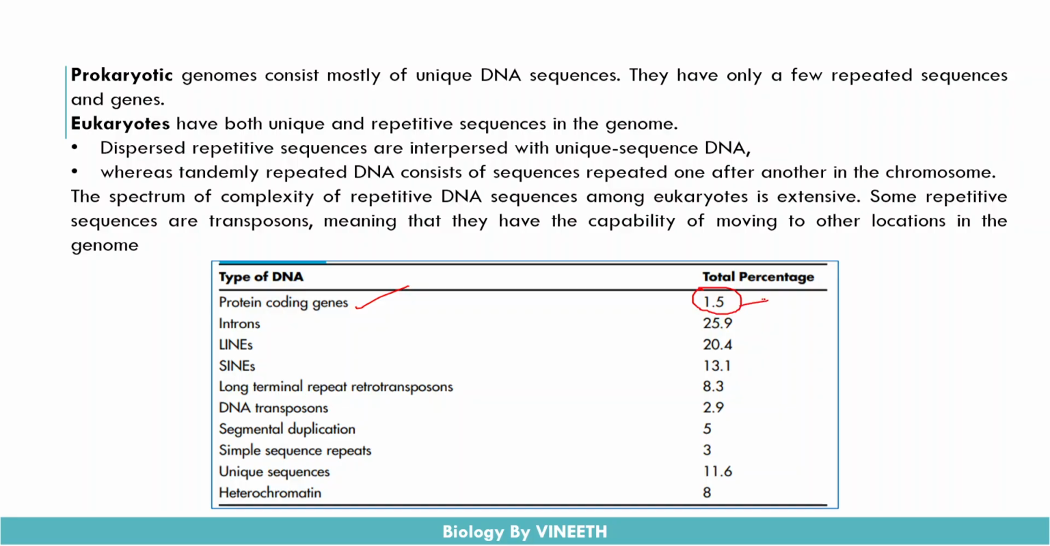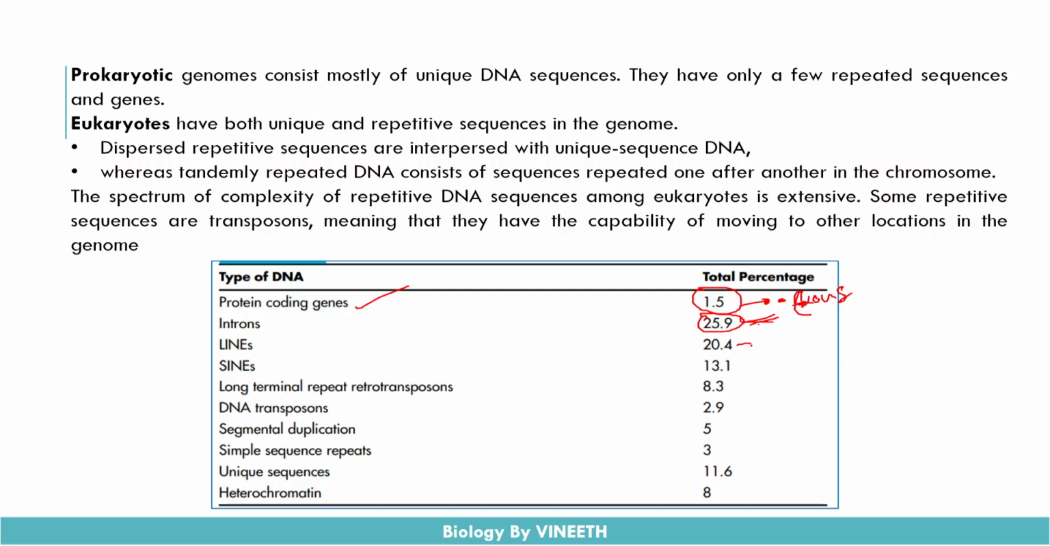This is the low copy component of the DNA sequences, so it will have high COT values and low reassociation kinetics. This 1.5% refers to the protein coding genes, which you can also call exons. Then we have the introns, which are regarded as non-coding sequences, and these introns are about 25.9%.